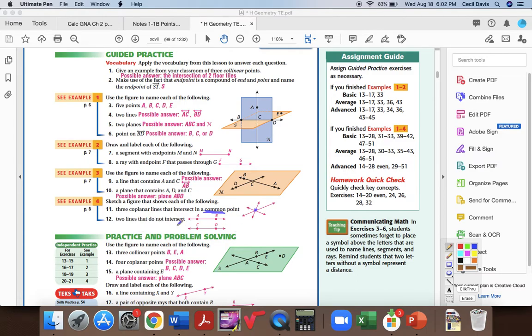For number 12, they drew 2 lines that do not intersect like this, and that's fine. You don't have to put the points on them. It didn't ask you to name them. So if you had simply gone, okay, here are 2 lines that do not intersect, that would have been just fine.